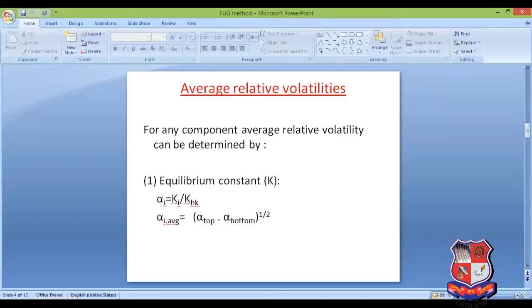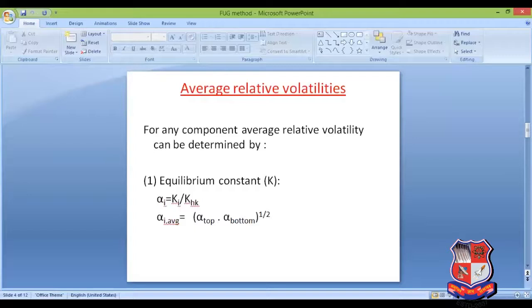So what will we do? Say at the top you have a different temperature, at the bottom we have a different temperature. Pressure is more or less constant. There may be a slight pressure drop. So you have to determine the values of K at the top and the values of K at the bottom, right? If it is given directly, then there is no issue. But if it is not given, you have to find out, right?